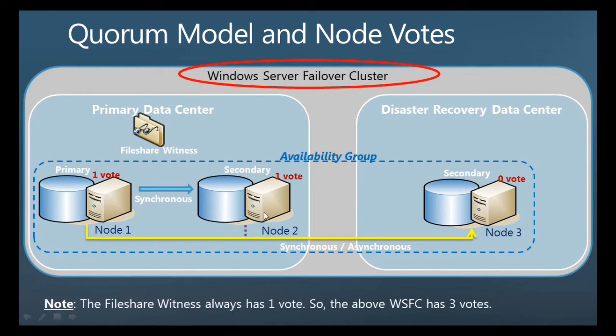The thing you need to do is give the file share witness 1 vote here. As long as you add this file share witness, it always has 1 vote. So now your whole cluster has 3 votes. No matter whether this one goes down or this one goes down, you will have 2 other votes, so the whole cluster is still up, and automatic failover would happen.